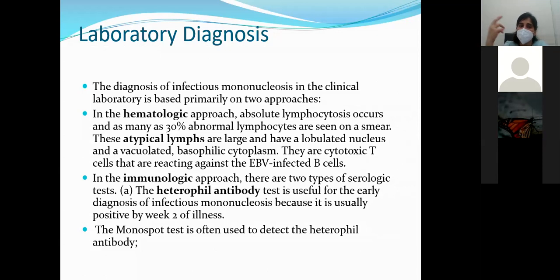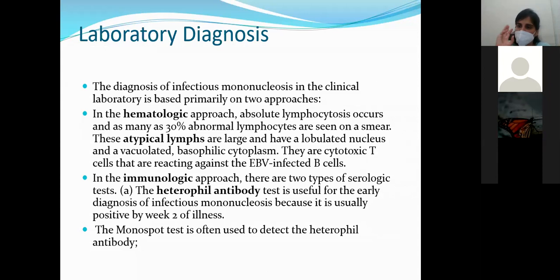So there are two approaches. First of all, hematological: you will find the atypical lymphs, absolute lymphocytosis, with 30% abnormal lymphocytes present in your blood. These atypical lymphs are mostly large, with a lobulated nucleus and basophilic cytoplasm. These are actually the cytotoxic T cells that react against the infected B cells.